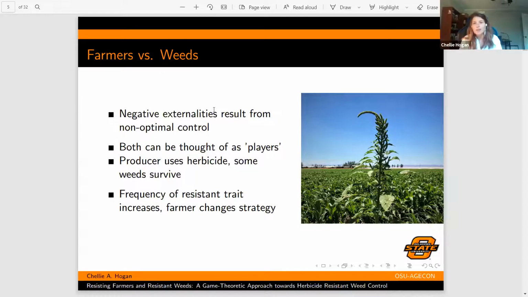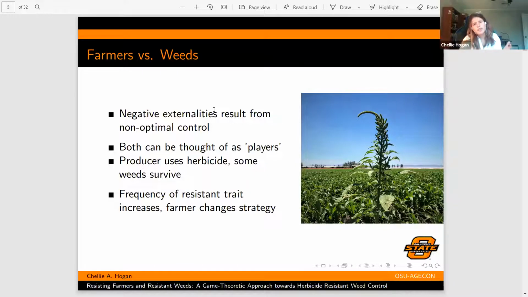But through wind, water, through equipment transfer, these weeds are now transferred to my neighbor's field. And now they're having to increase their costs, change their strategies, incur other expenses. That's a problem that my non-optimal control has caused, and I'm not able to internalize that cost. So that's what the negative externality means in this specific scenario.